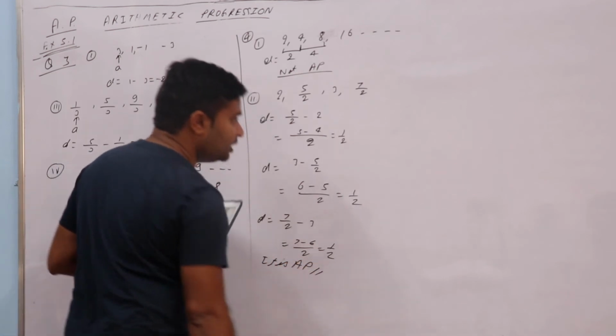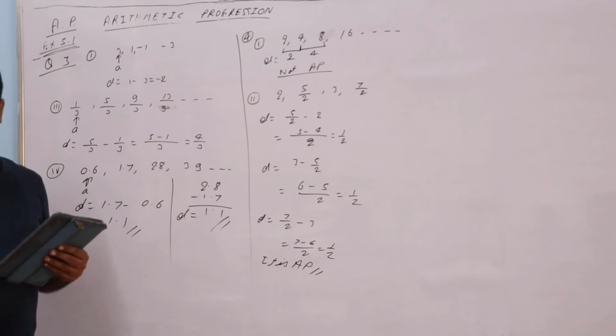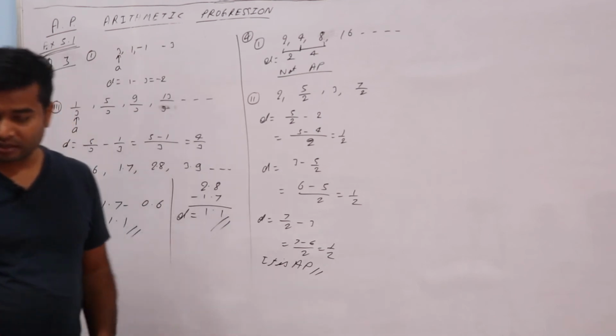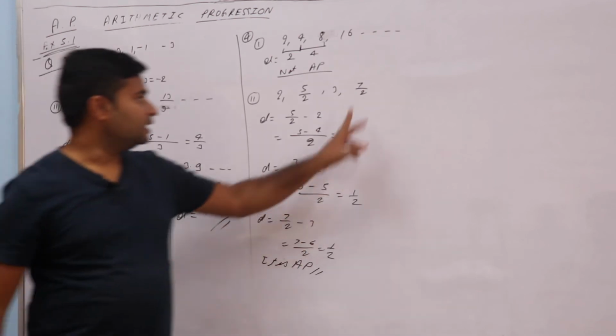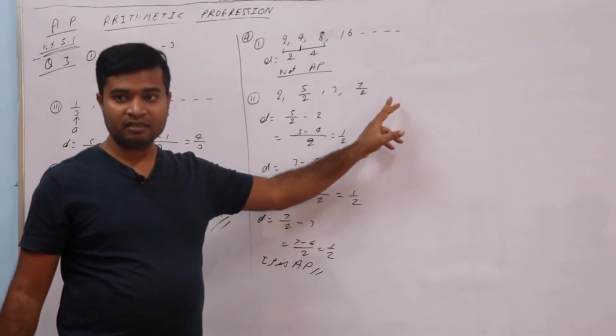Question I've told: if it is in AP, you should write the next 3 terms also. How do you write the next 3 terms? In this one, add the common difference.